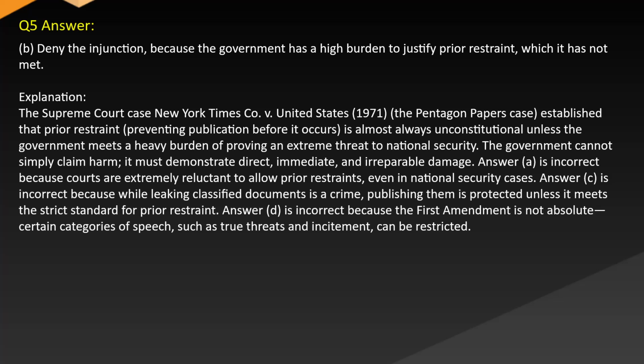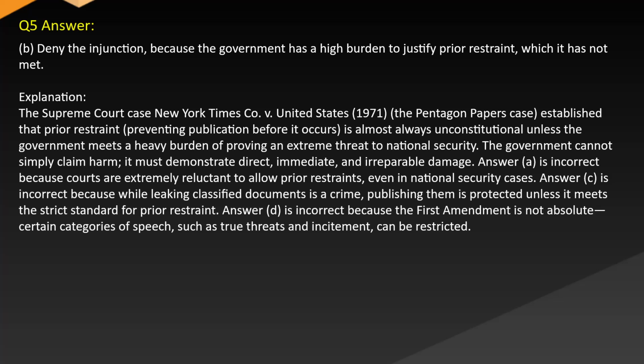Answer A is incorrect because courts are extremely reluctant to allow prior restraints, even in national security cases. Answer C is incorrect because while leaking classified documents is a crime, publishing them is protected unless it meets the strict standard for prior restraint.